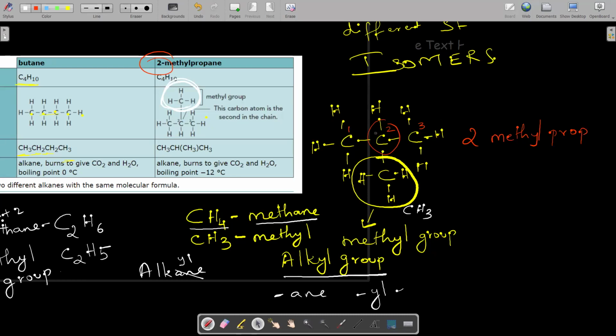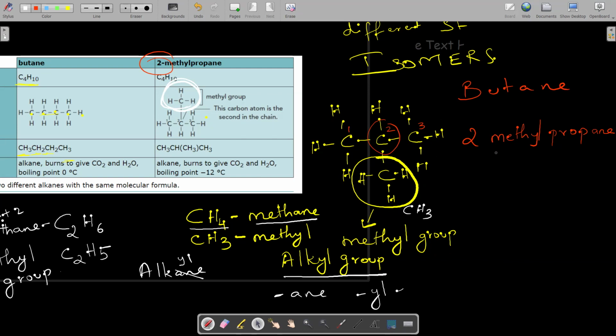And do you find any other bond other than single bonds here? So it is ane. So 2-methyl propane. Now butane and 2-methyl propane are both alkanes and they have similar chemical properties.